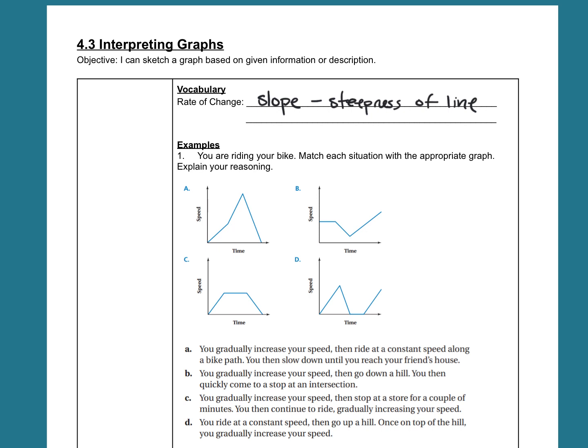So we are looking at riding our bike. We're going to match each situation with the appropriate graph. I'm not going to write out the reasoning. We'll talk through the reasoning. So let's look at A.